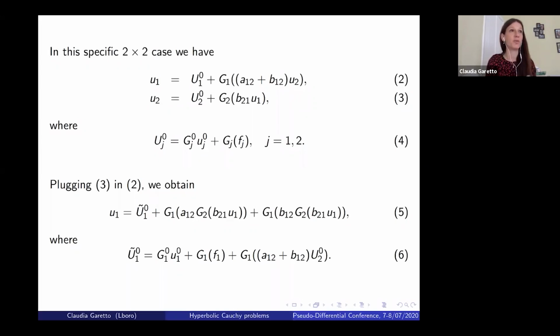So to be able to find U1, okay? And once we have U1, then we can find U2. And this is a kind of method that we can iterate even when we have more equations. But we have to be sure that we can do this, right?